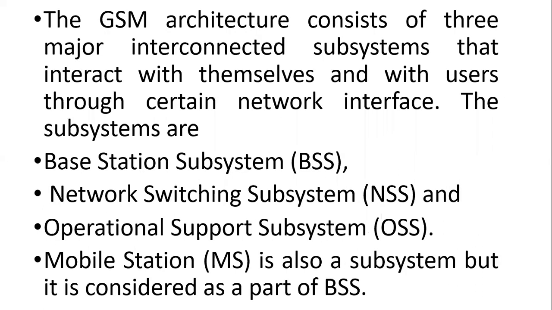So first, the GSM architecture consists of three major subsystems. The first one is the base station subsystem, BSS, the second one is the network switching subsystem, NSS, and the third one is the operational support subsystem, OSS. The mobile station, MS, is also a subsystem, but it is considered an integrated part of the base station subsystem, BSS. So basically there are three subsystems involved in GSM: BSS, NSS, and OSS.